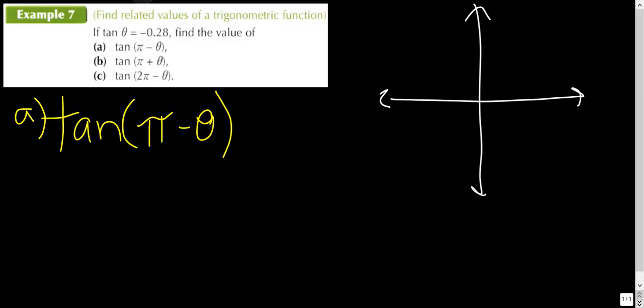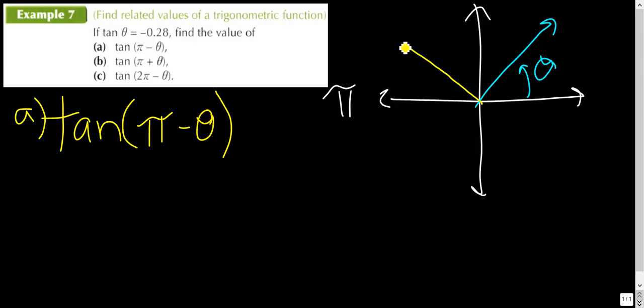So let's draw just some random angle. I'll draw it in the first quadrant, which normally makes it the easiest to figure out. We're going to call this theta. Now this wouldn't actually work because tangent would be positive over here, but it'll work for our illustrations. All right. So if we take pi and subtract that angle, what if we go backwards with it? Well, what does that look like?